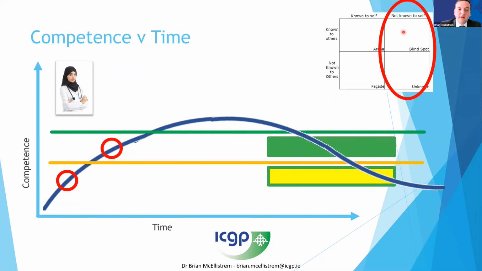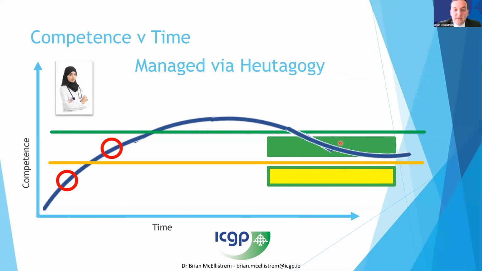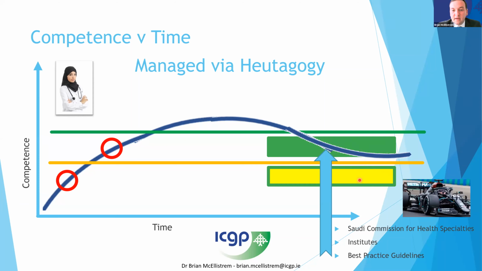So how do we, as independent practitioners, speaking to the family medicine specialist right now, make genuine and concerted efforts to ensure that we don't drop down? We want to keep competent, don't we? We want to stay within the area of competence. So we manage this through Heutagogy. So this concept of being self-regulating, being autonomous, knowing your capacity and capabilities. And the practical things that might apply for yourselves would be things like the Saudi Commission for Health Specialties guidelines, the Institute's guidelines, the best practice guidelines. And this is the key difference here, because nobody wants to be slipping down this competency spectrum.